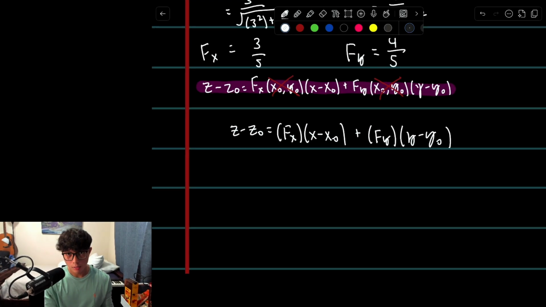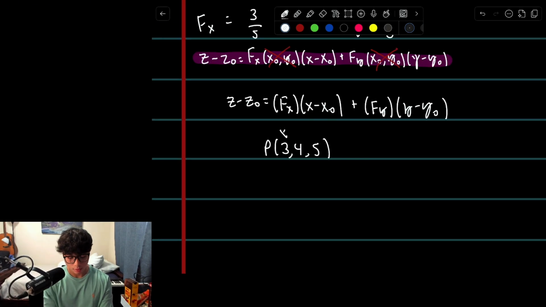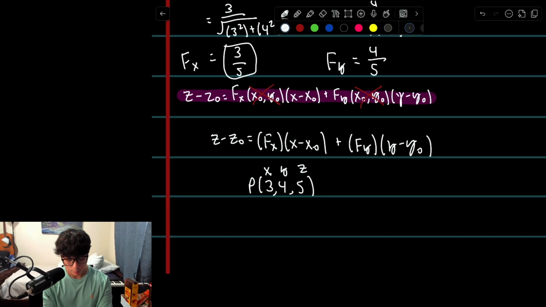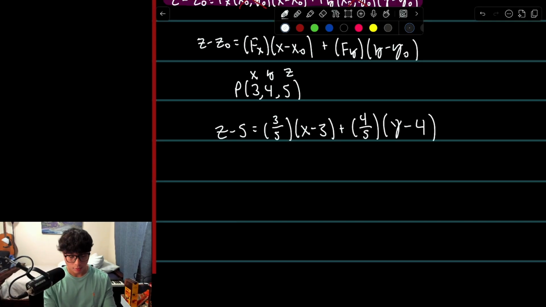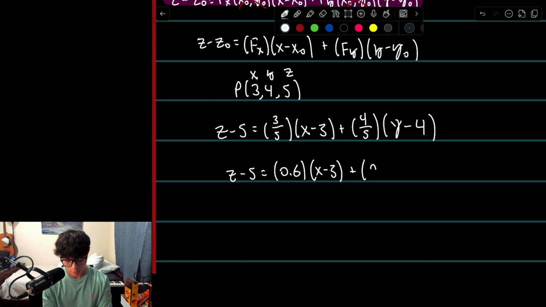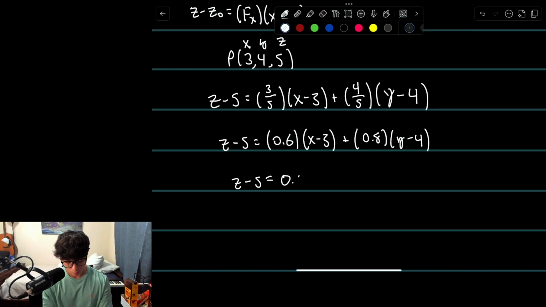We literally know all of these variables. Again, our point is (3, 4, 5), which is x, y, and z. Given our values for respect to x and respect to y, all we do is plug in. So this becomes z minus 5 equals 3/5 times x minus 3 plus 4/5 times y minus 4, which we could turn into decimals if we wanted, and that is what I prefer. So I'll rewrite it really quickly. 3/5 is the same as 0.6, 4/5 is the same as 0.8, and now all we do is distribute. So this becomes 0.6x minus 1.8 plus 0.8y minus 3.2.